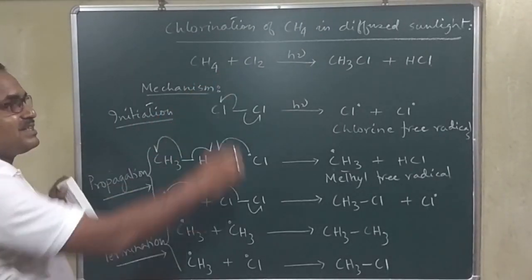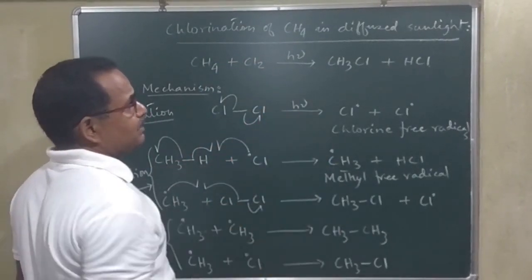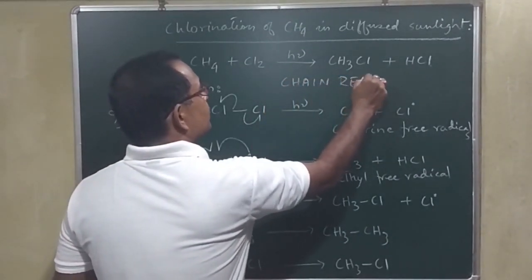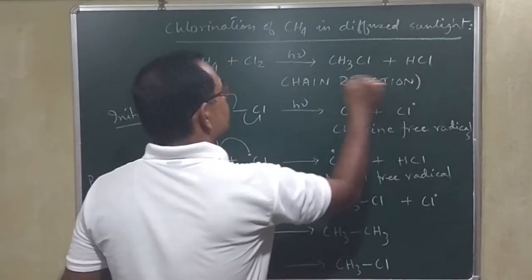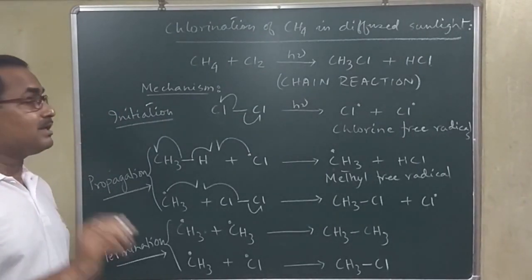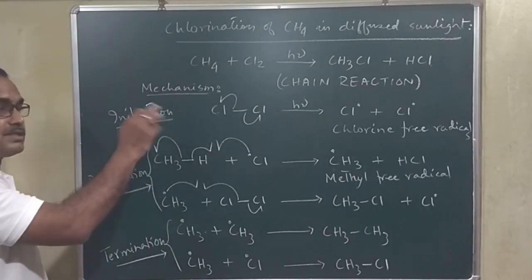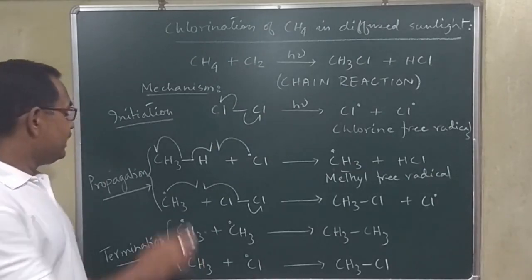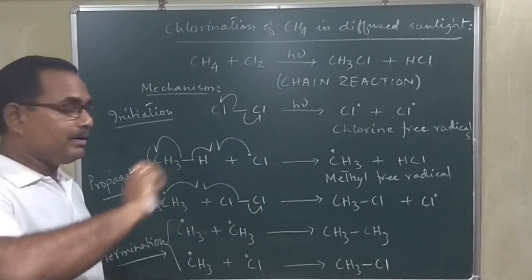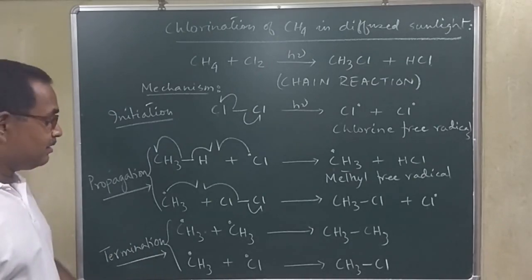See, this is a chain reaction actually. Free radical substitution. This reaction is a chain reaction. And for chain reactions, there are always three steps: initiation, propagation, termination. In initiation, the chain will be initiated, started. In propagation, the chain will be elongated. It will be continued. In termination, the chain will be closed, ended.